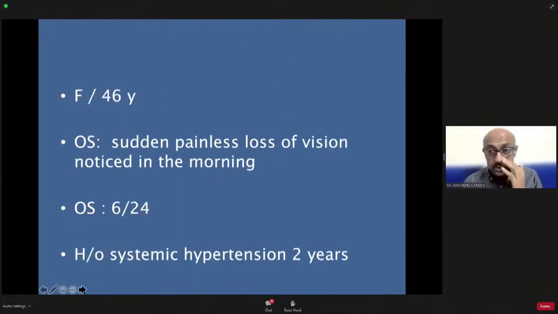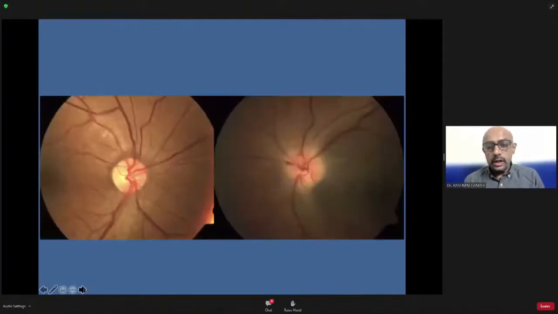So let's look at this case. This is a 46-year-old female who comes to you with a sudden painless loss of vision. She woke up with this loss of vision in the left eye. Visual acuity on presentation was 6/24. She has been a case of hypertension for the last 2 years. And this is how her optic nerves look. This is the affected eye, which has a small hemorrhage on the surface of the disc, and there is a disc edema. The other eye, you can see here there is a little pallor, though she didn't complain of any problem in the past of the right eye.